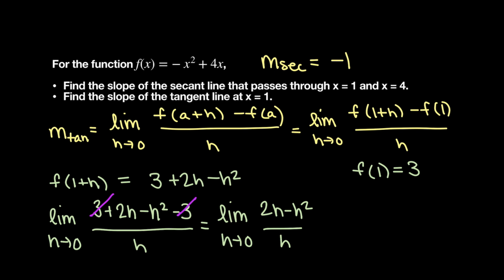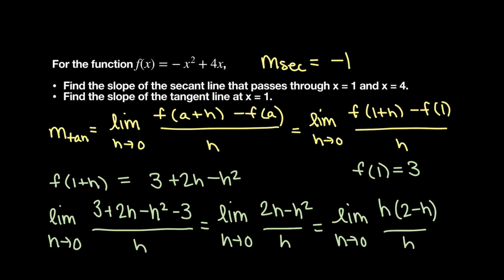Those 3's are going to cancel out, and I'm left with 2h minus h squared divided by h. Now, if I tried to find the limit right now by plugging the h in, I would end up getting 0 over 0, which is indeterminate. So we are going to have to simplify this even further.